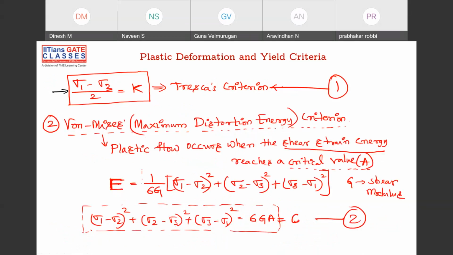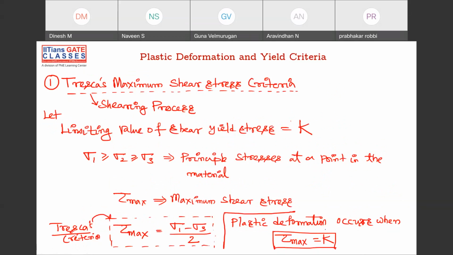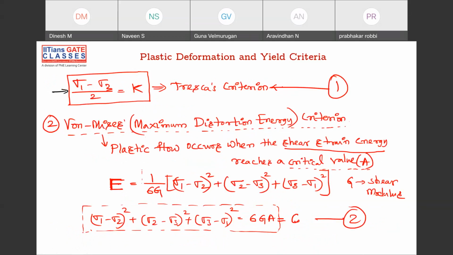Fine. So obviously, tau max is equal to K. So obviously sigma 1 minus sigma 3 by 2 is equal to K. Good. And in the von Mises distortion criteria also, this is the equation for the von Mises distortion criterion.